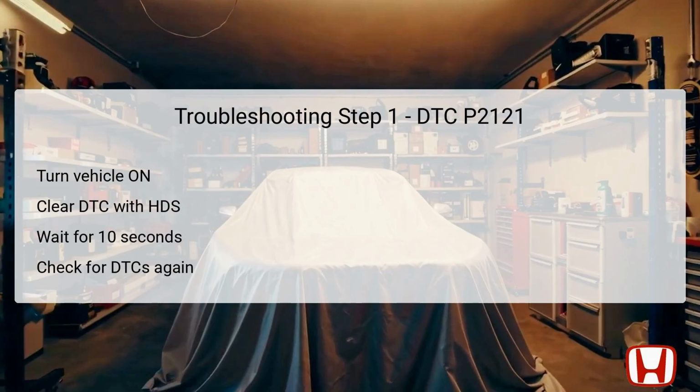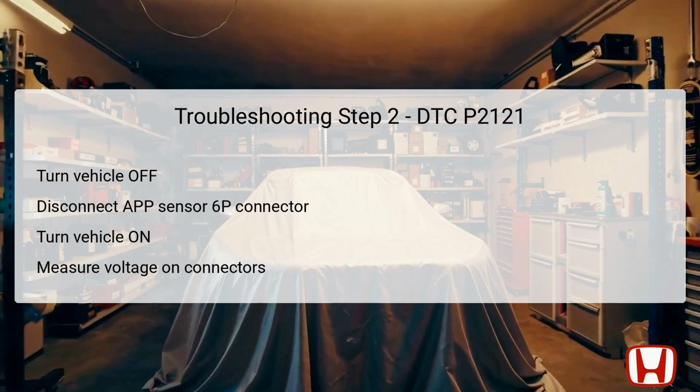If the code does not return, it could suggest that the issue was temporary or might be related to connections or wiring. For the second troubleshooting step, begin by turning the vehicle to the off lock mode to ensure safety and prevent any electrical mishaps. Disconnect the APP sensor 6P connector, which is essential for examining the sensor and its associated wiring.